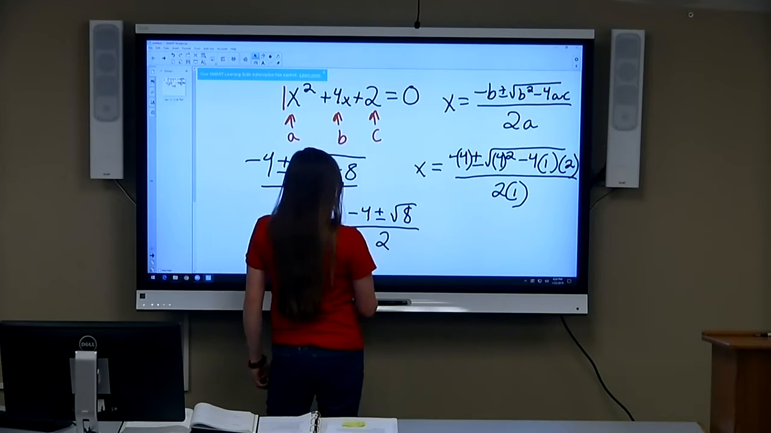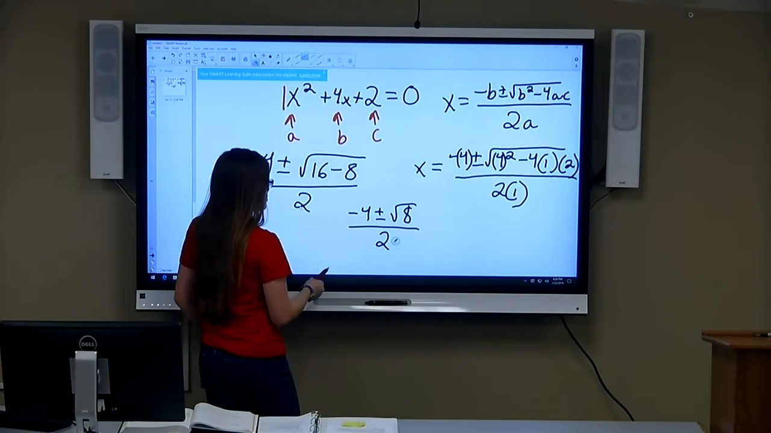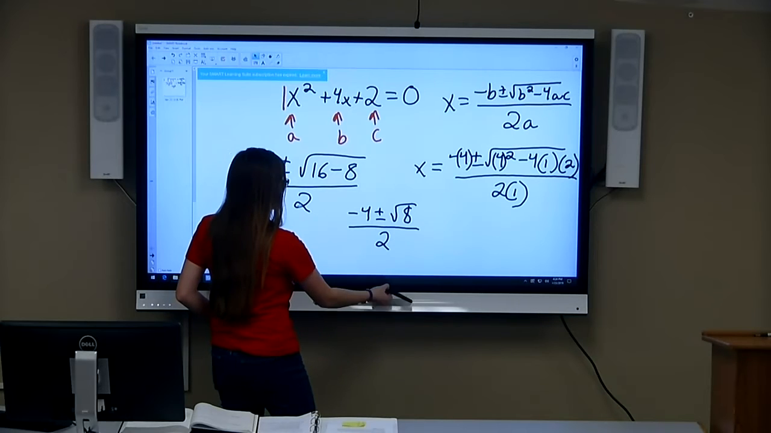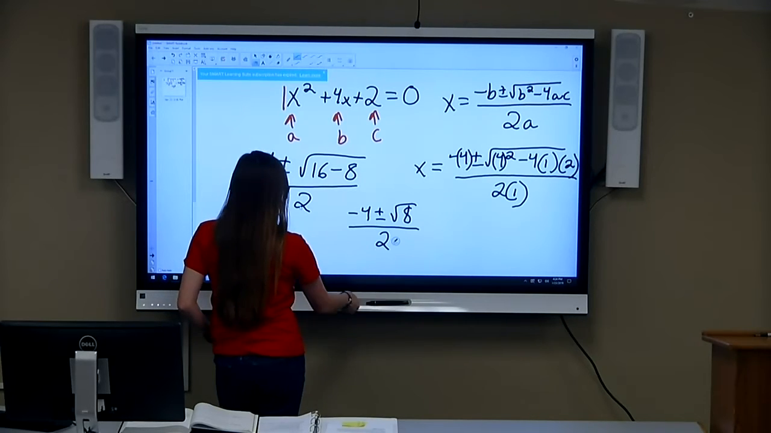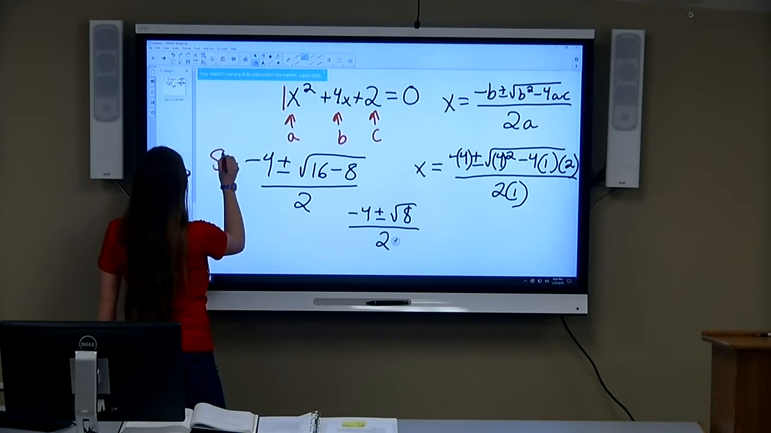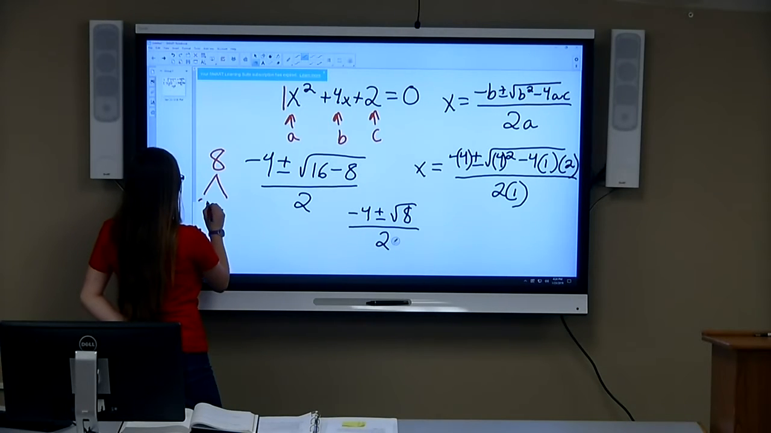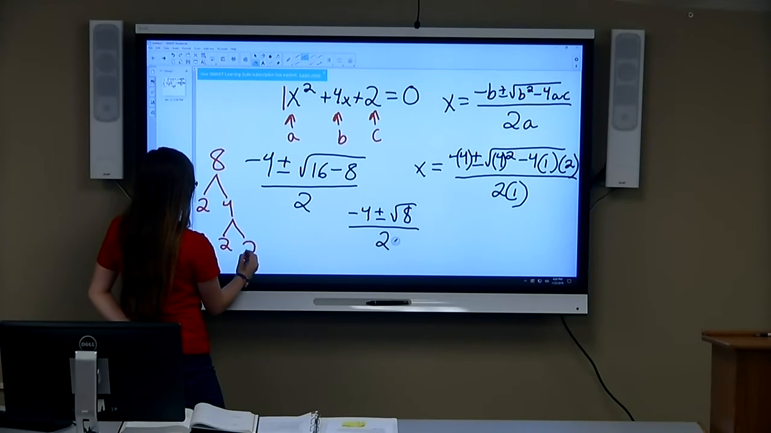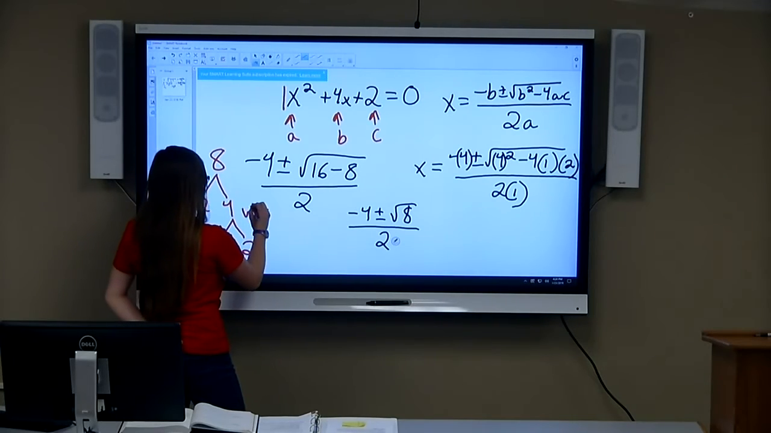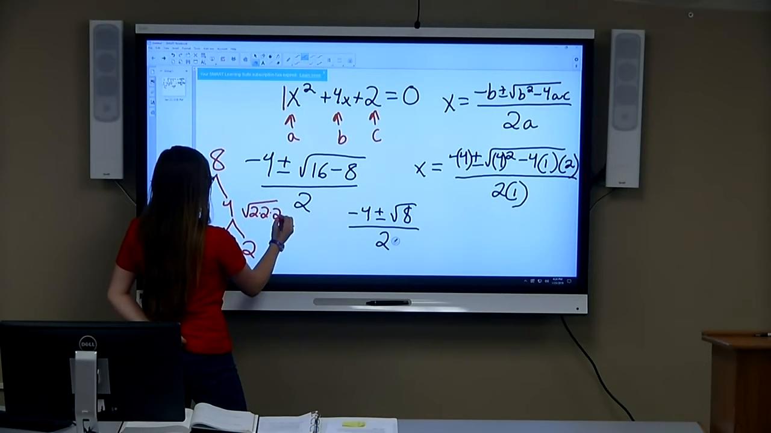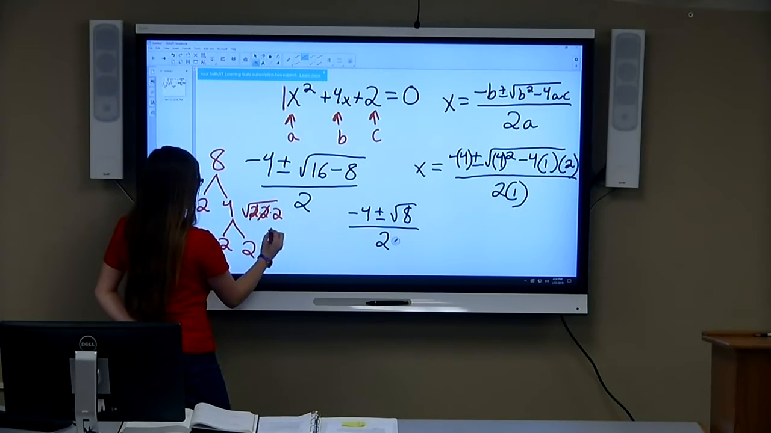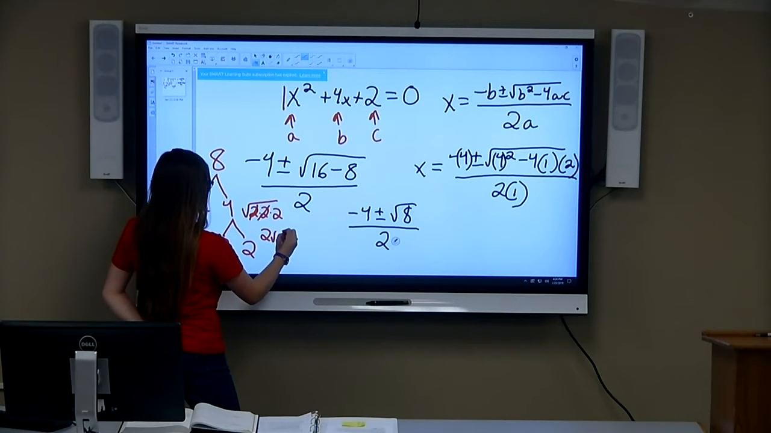There is no perfect square root of 8, so you will have to simplify. What I like to use is the tree method. So 8, 2 times 4 equals 8, and then 2 times 2 equals 4. So for every 2 that are alike in the house, you take them out. So these 2 would cancel inside, and you'll be left with 2 square root of 2.